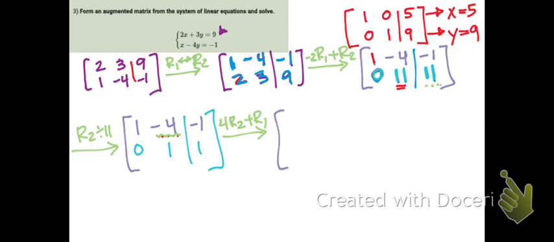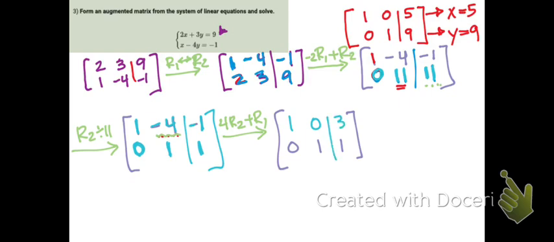So again, what stays the same? We're changing row 1, so row 2 stays the same as 0, 1, 1. But now let's change row 1. I'm going to take row 2, 0, multiplied by 4 is 0, plus 1 is 1. Row 2 multiplied by 4 is 4, plus row 1 is 0. Row 2 multiplied by 4 is 4, plus row 1 is 3.